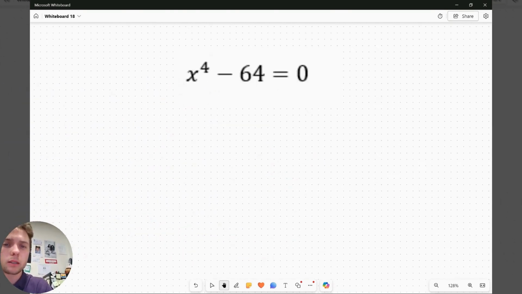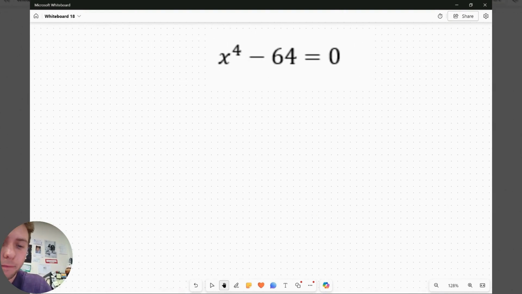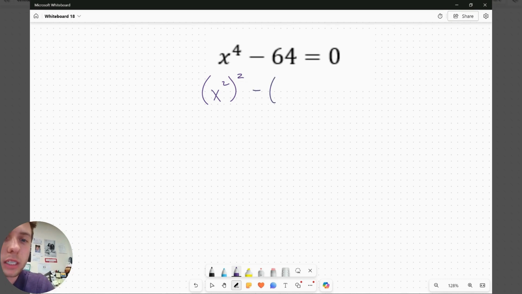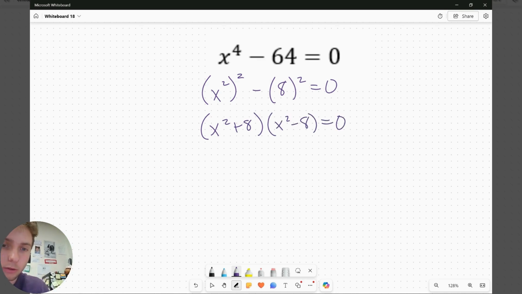Okay, but what if we have something like this, x to the fourth minus 64? Well, one thing we just learned is x to the fourth is the same thing as x squared, squared, and 64 is the same thing as 8 squared. Okay, well, x squared squared and 8 squared, we can make our factored form: x squared plus 8, x squared minus 8, all of that equal to 0.